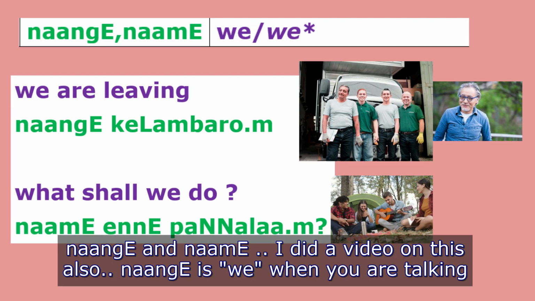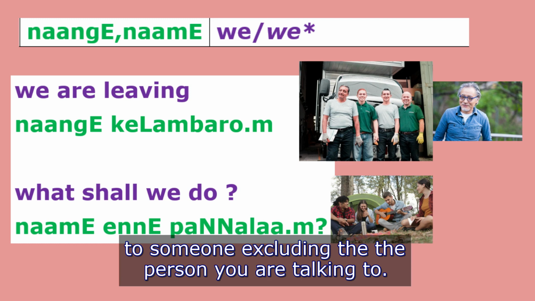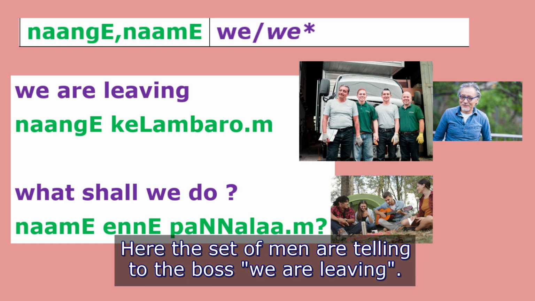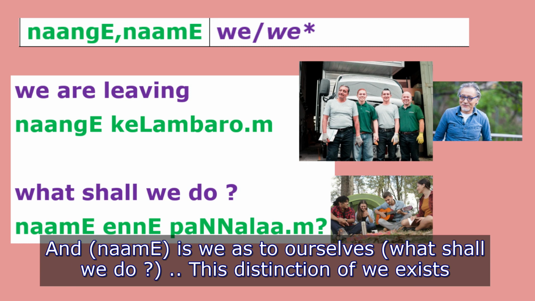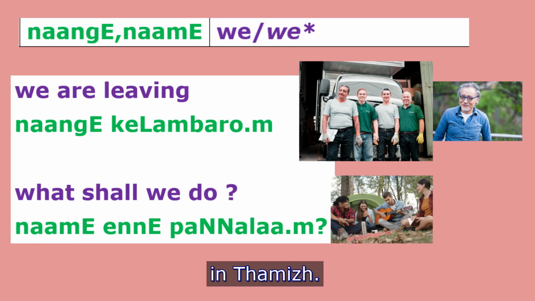நாங்க and நாம. I did a video on this also, you can check in the description. Nanga is we when we are talking to someone, excluding the person you are talking to. Here the set of men are telling the boss, we are leaving. And Nama is we as to ourselves. What shall we do? So this distinction of we exists in Tamil.